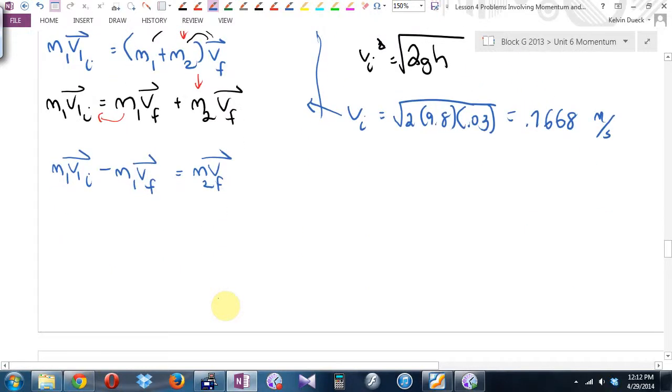I'm still trying to get the M2 by itself. How? Now, be very, very careful. Even though there's a V in all three terms, that V is different from that V. The V's don't cancel. Looks like I'm going to end up with this: mass 2 is going to be mass 1, V1 initial, minus mass 1, V final, all divided by V final.